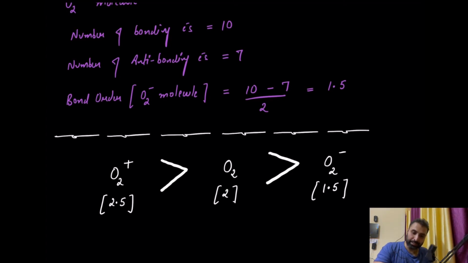So that's all for today. I hope you understood today's lecture. In this lecture, we have evaluated the bond order, and for O2 we got it to be 2. For O2 1 negative, we got it to be 1.5, and O2 1 positive, we got it to be 2.5. That means O2 positive will be more stable than O2, which will be more stable than O2 1 negative.